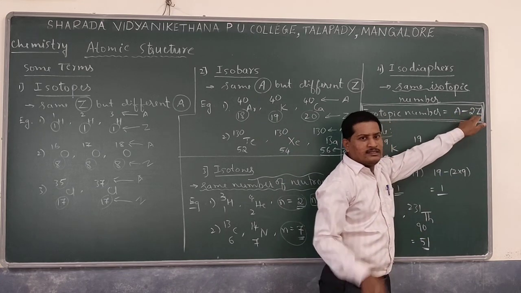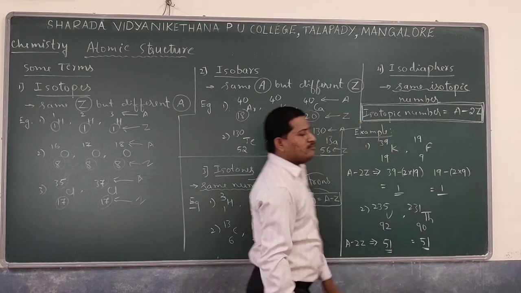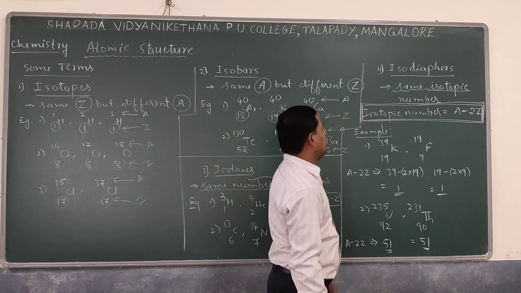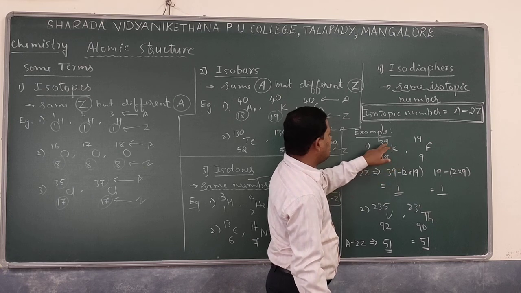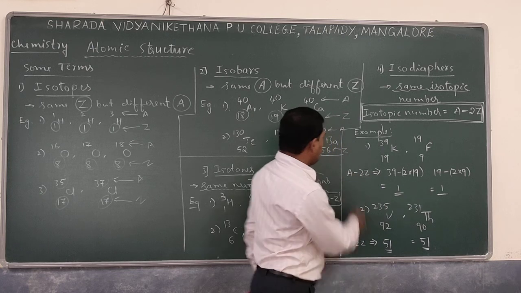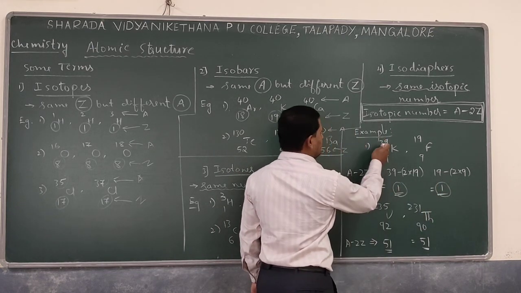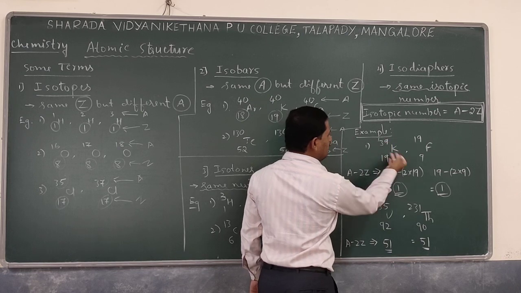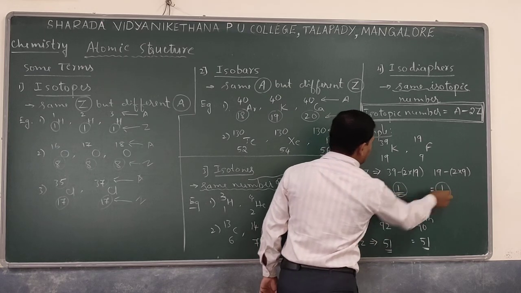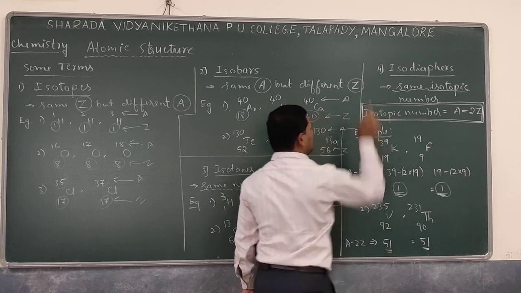A minus Z tells about the number of neutrons. A minus 2Z tells about the isotopic number. A set of species, if it has the same isotopic number, is isodiaphers. For example, 19 potassium 39, 9 fluorine 19. If you find the isotopic number A minus 2Z, we find 1 each. After calculation, 39 minus 19 into 2. Similarly, 19 minus 9 into 2. In both cases, isotopic number is same. That is why potassium and fluorine, this pair, is considered isodiaphers.